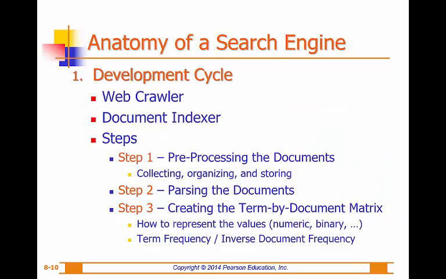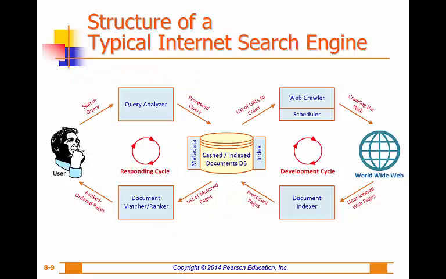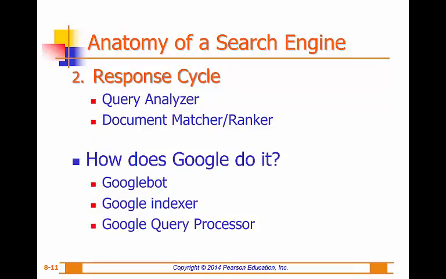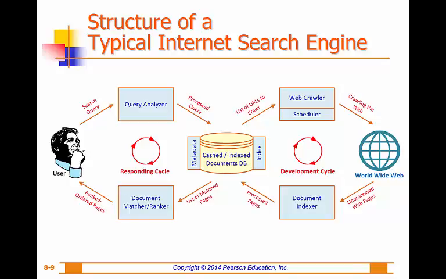All right, so next here, they just go through the diagram we just went through. We go through the development cycle, which goes out and crawls. That's the right-hand side, the development cycle. So they go through and index, pre-process the documents, parse the documents for what's relevant and get that context, getting that term by document matrix set up, figuring out how frequently things happen, the words that are in there. Likewise, the response cycle is the left-hand side. It's the end user interacting with it, doing queries, and then getting the response back.